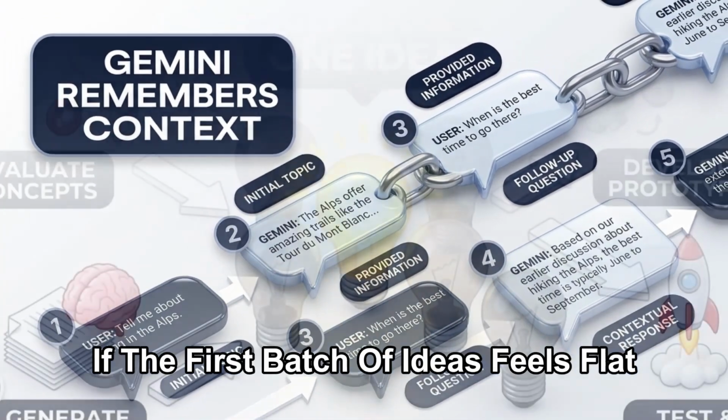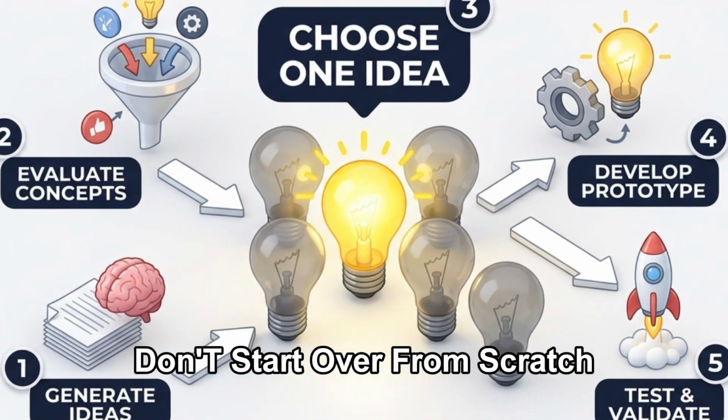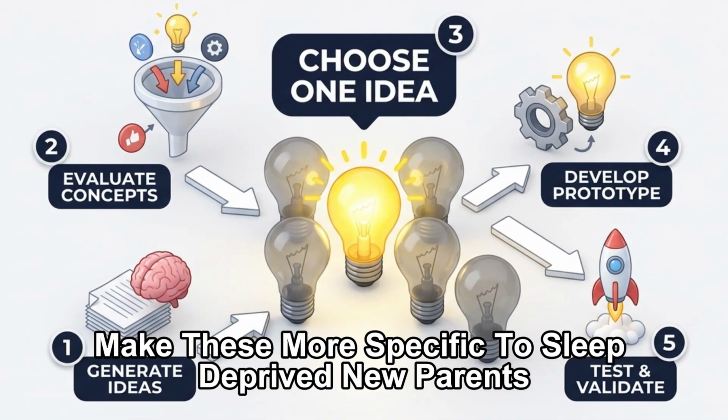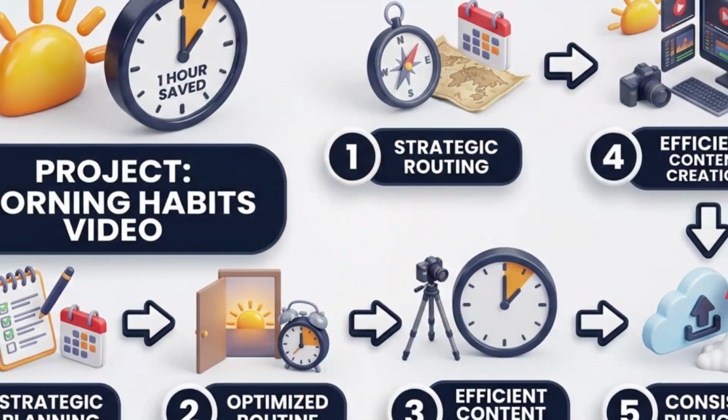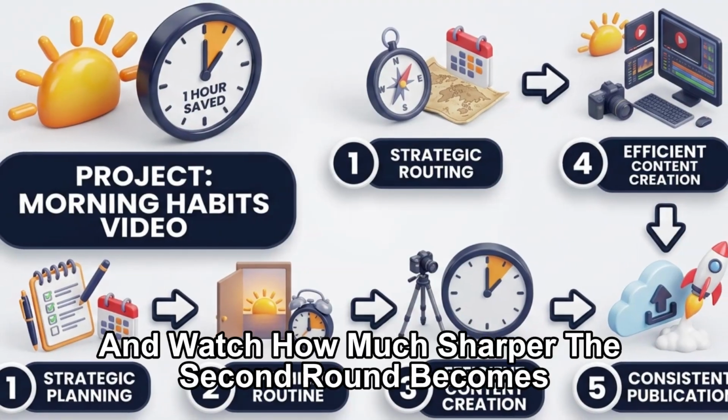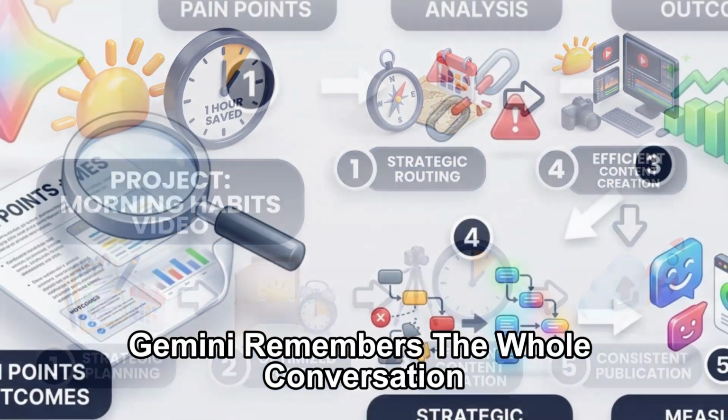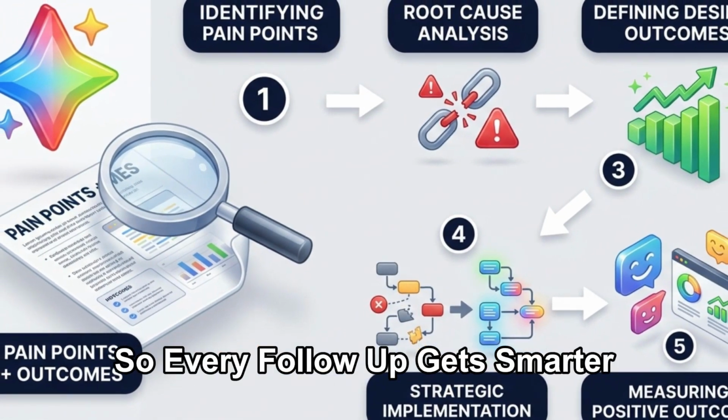If the first batch of ideas feels flat, don't start over from scratch. Just reply with "make these more specific to sleep-deprived new parents." And watch how much sharper the second round becomes. Gemini remembers the whole conversation, so every follow-up gets smarter, not slower.